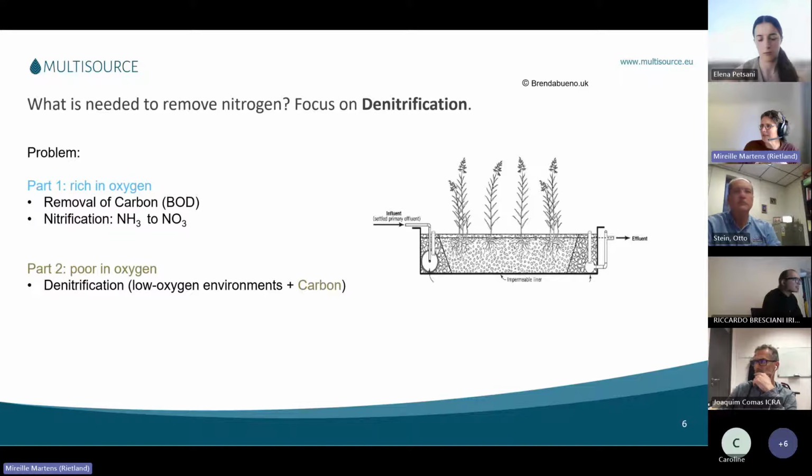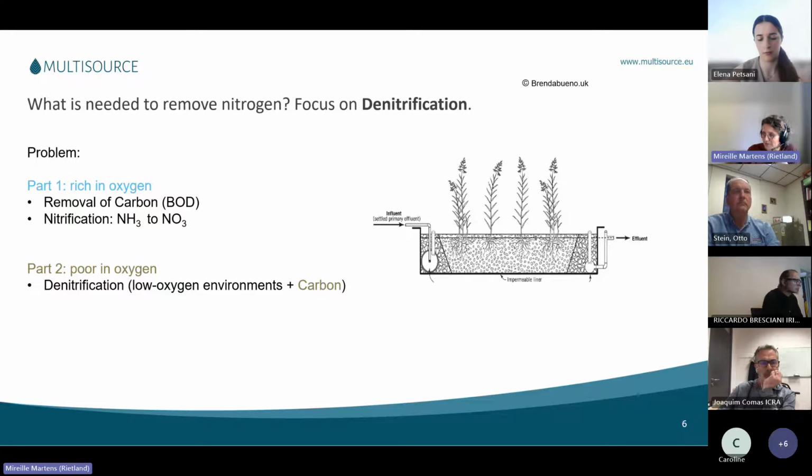And this is actually, in most of the cases, the Achilles heel of the system. So what you need to remove nitrogen, so to get nitrogen back into the air, so to have denitrification, is the carbon. Let's go to this once again.